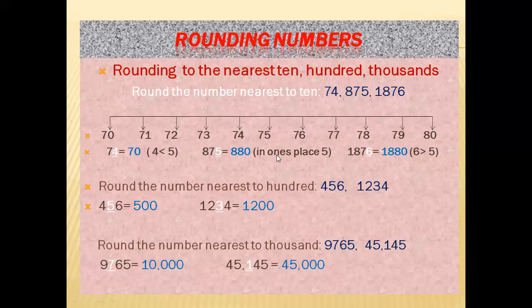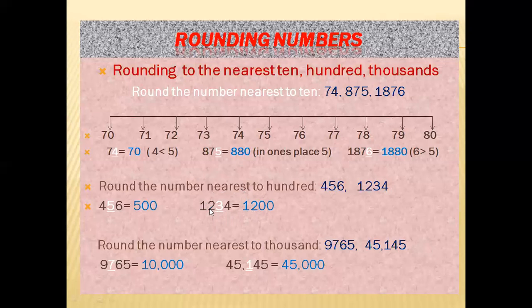It will become 880. Okay, round the number to the nearest 100 means you have to see the tens place digit. If it is 5 or greater than 5, the hundreds place digit changes to the next number, like 4 changes to 5. Next, if it is less than 5, it remains the same. Whichever digit is in the hundreds place stays like that, 1200. See here, 3 is there, so it becomes 1200 only.